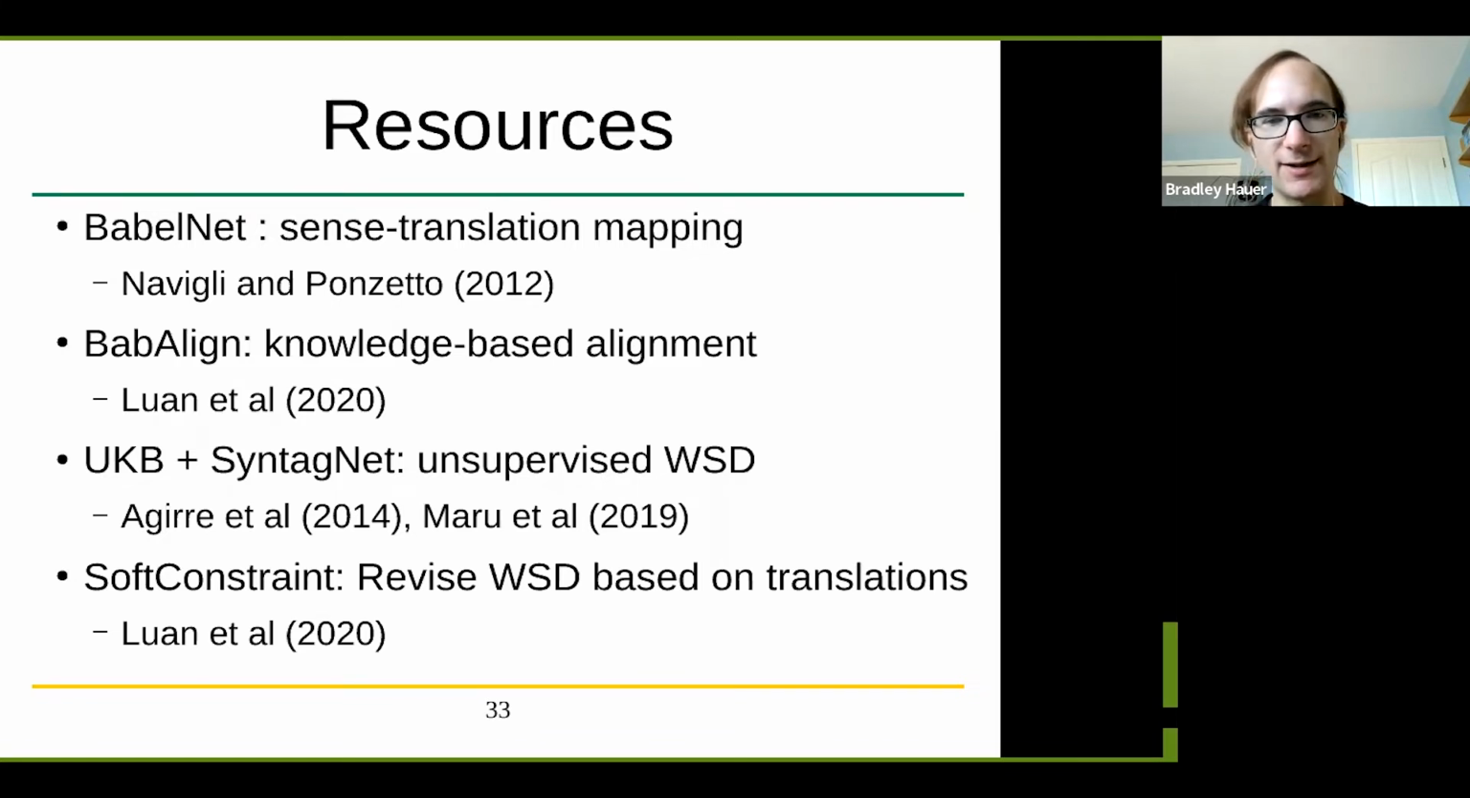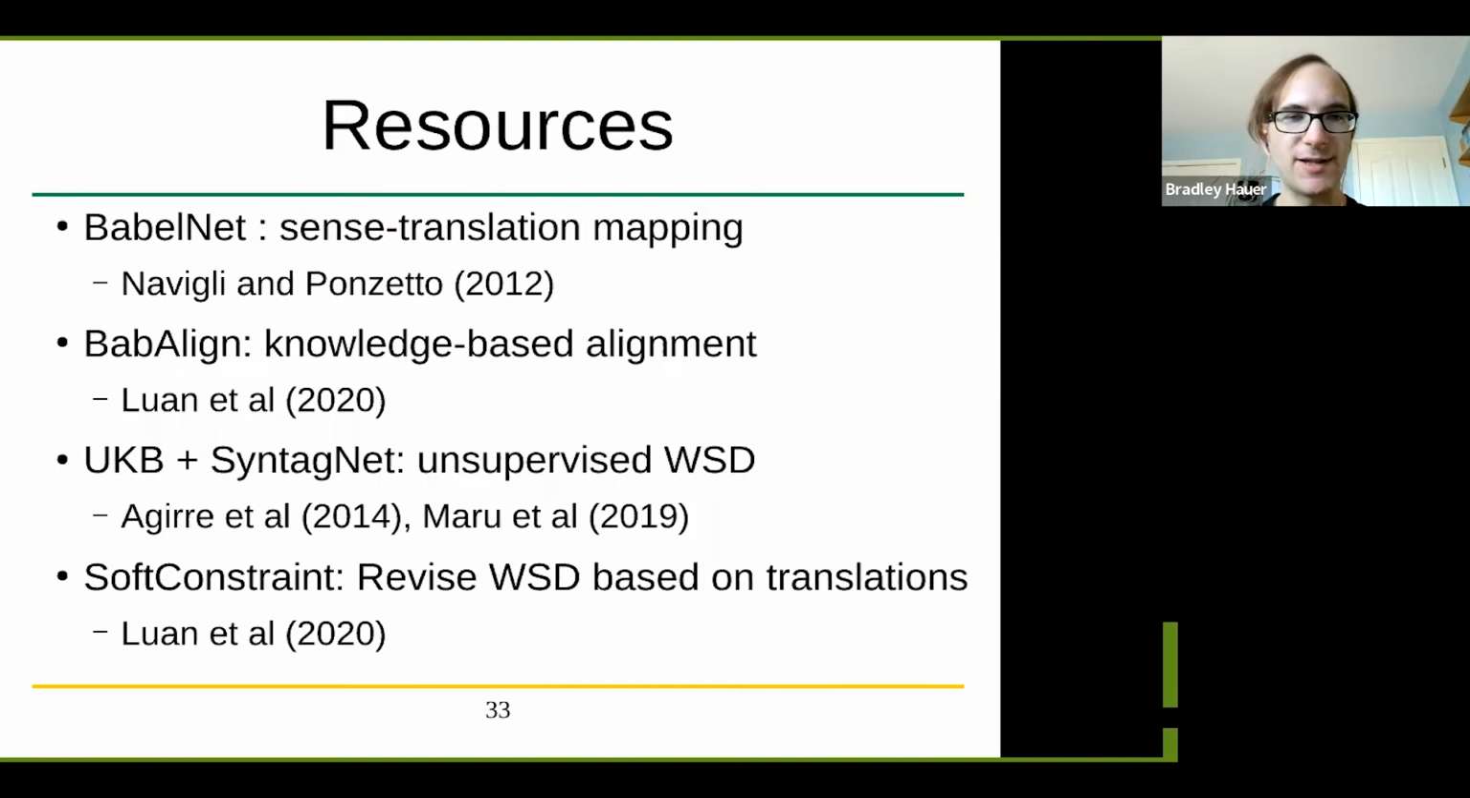UKB, alongside SyntagNet, is an unsupervised WSD system, so it requires no training data. And we're going to be using that as part of some of our approaches. That was proposed in 2014 and then expanded with SyntagNet in 2019.